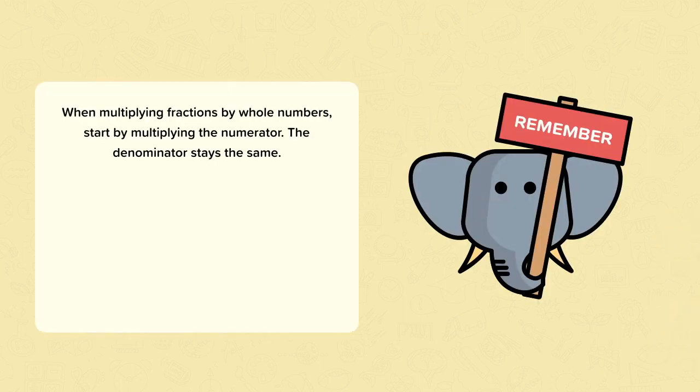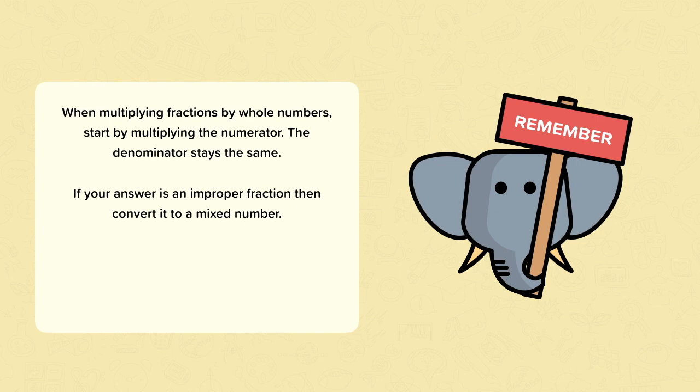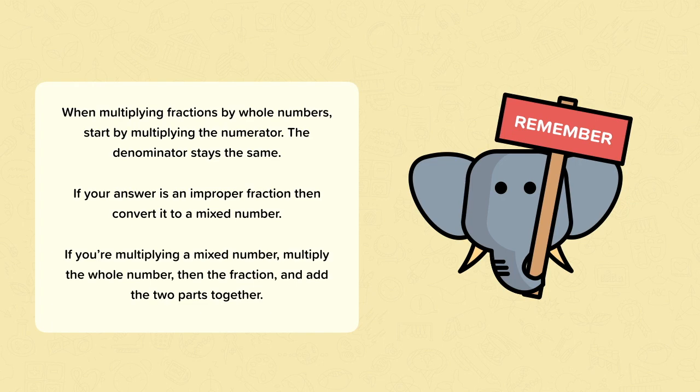So remember, when multiplying fractions by whole numbers, start by multiplying the numerator. The denominator stays the same. If your answer is an improper fraction, then convert it to a mixed number. If you're multiplying a mixed number, multiply the whole number, then the fraction, and add the two parts together.